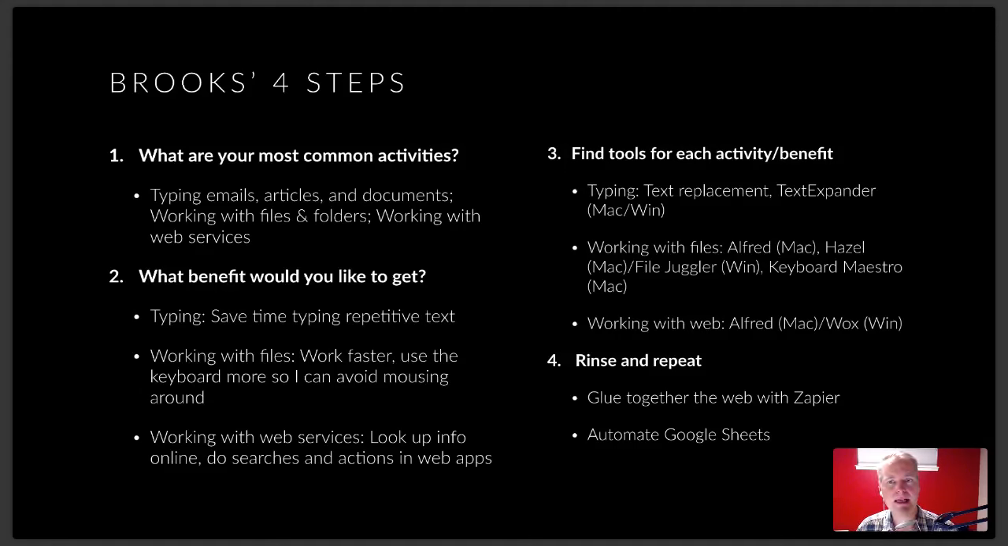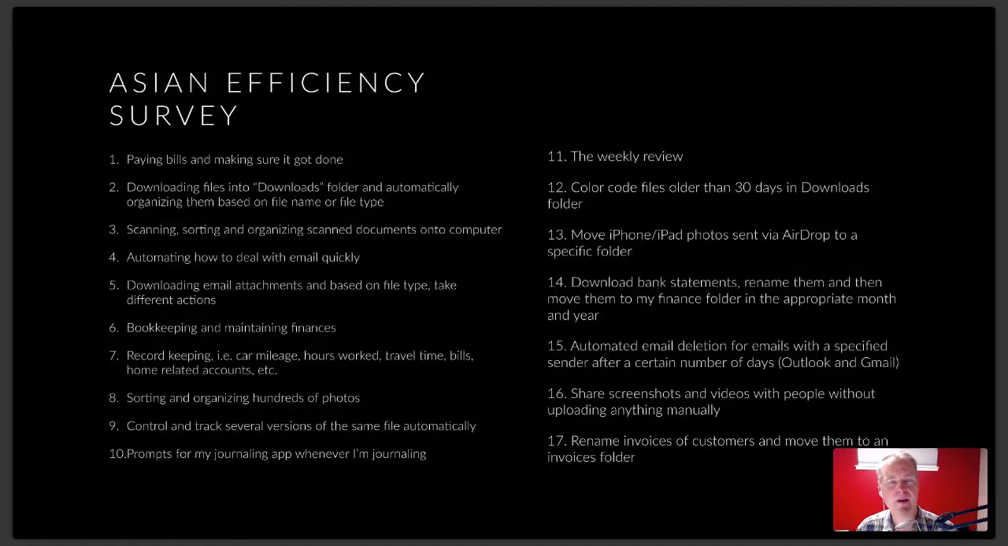So what we did is we did a big survey of our audience to say, hey, what sorts of things would you like to automate? And we wanted to give you these 17 example answers so you can get some ideas for things that you might want to automate as well. So, paying bills and making sure it gets done. I've automated that in the past by having it so that if a bill downloads to my downloads folder, it automatically names it and files it, but it also creates a task in my OmniFocus reminding me to pay it. So that's an automation I've set up.